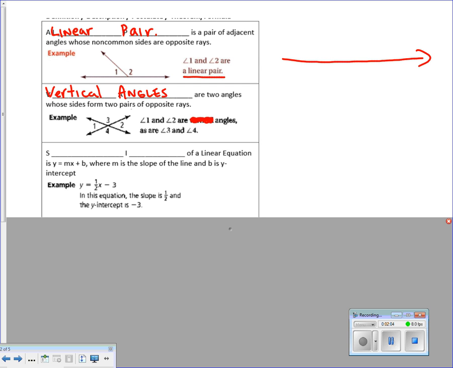Okay, another term that we'll want to make sure that we understand is this idea of slope-intercept. Slope-intercept of a line, of a linear equation, is y equals mx plus b, where the m is the slope and the b is the y-intercept. Okay, so there's an example. Always know where these things are at, so as we're talking about them, if you're not sure what it means, you can always go back and look at these vocabulary words.